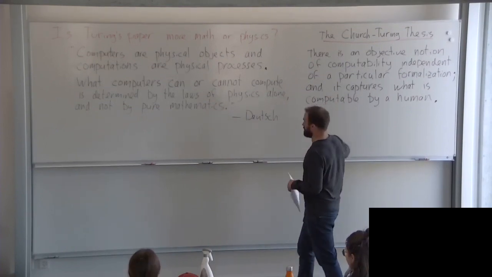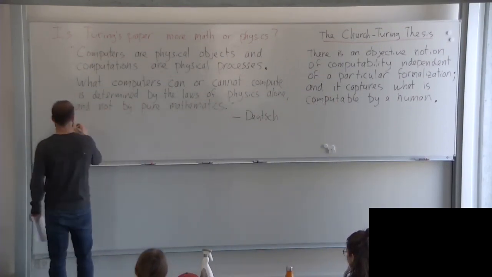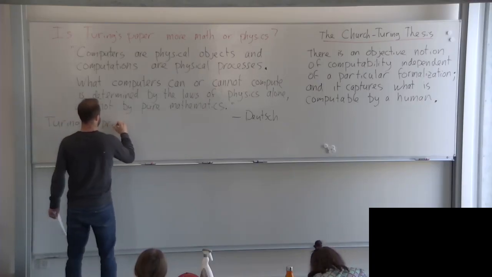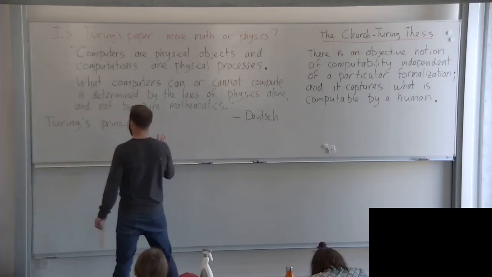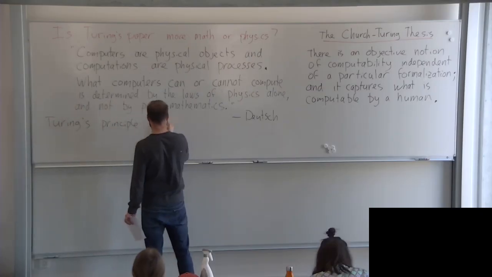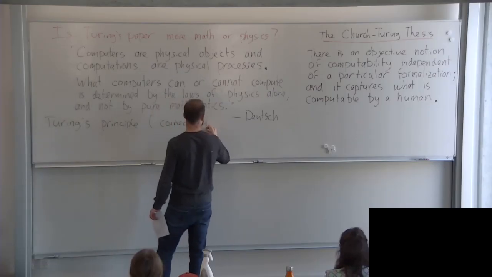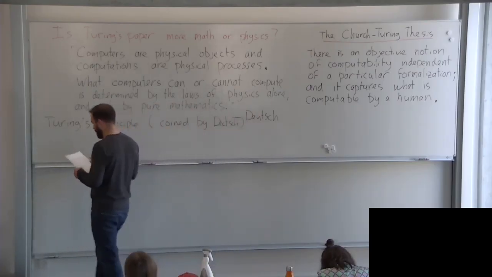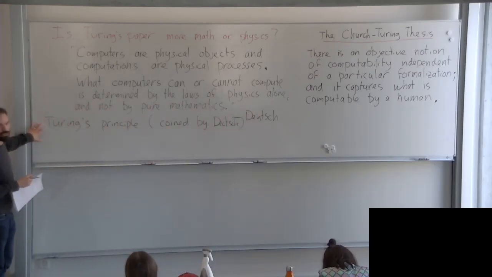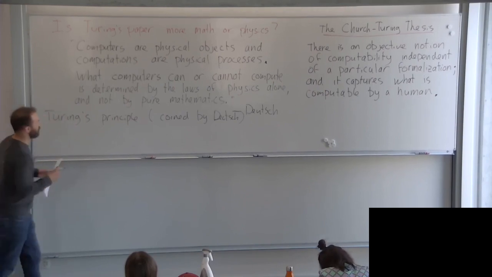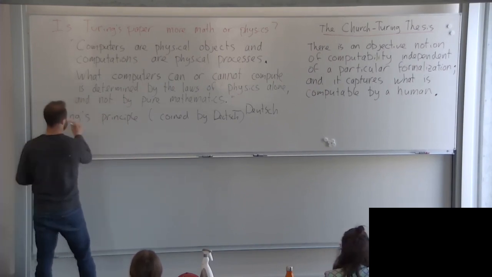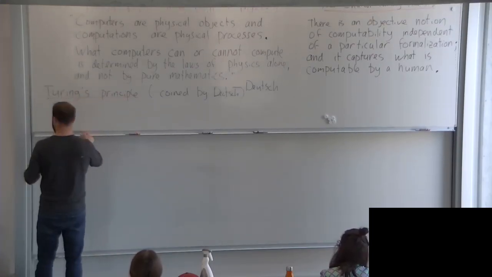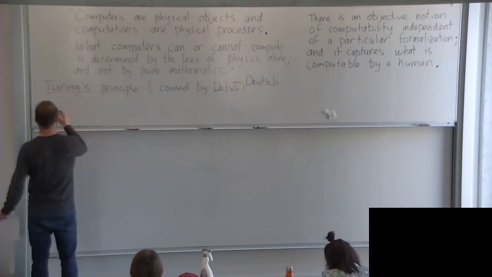So his version of the Turing Thesis, he calls it, by the way, the Turing Principle. But it's more accurate to say that this has been coined by Deutsch. And some people actually also call it the Turing-Deutsch Principle. Is the following. It is possible to build a universal computer.